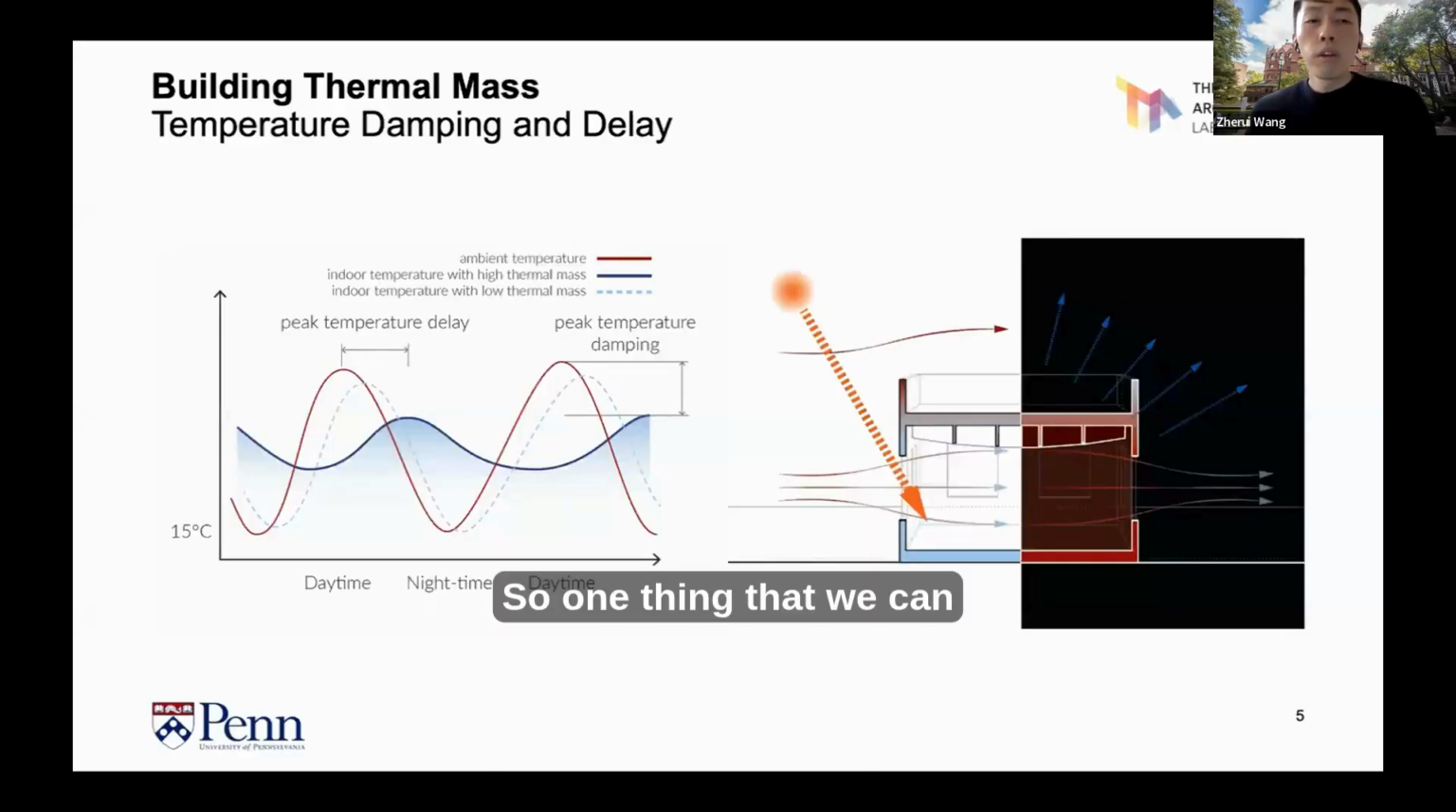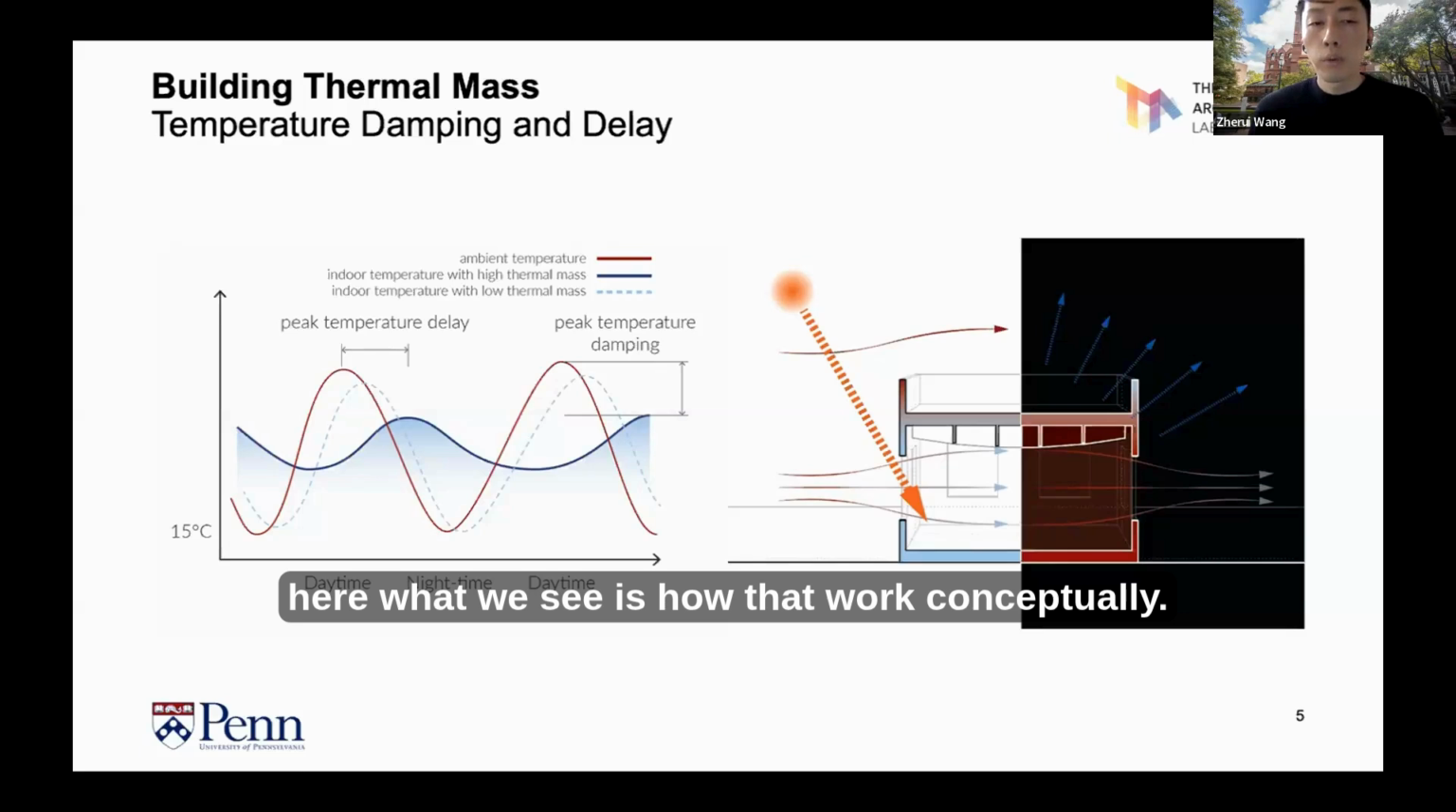So one thing that we can do to moderate indoor temperature without reliance on mechanical systems is through the use of building thermal mass. So building thermal mass is basically the fabric of building structures that is able to regulate and stabilize indoor temperature diurnally and seasonally.